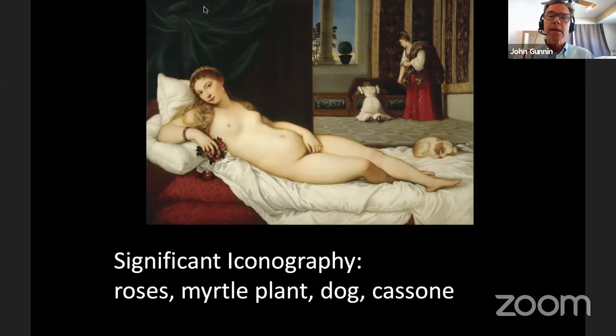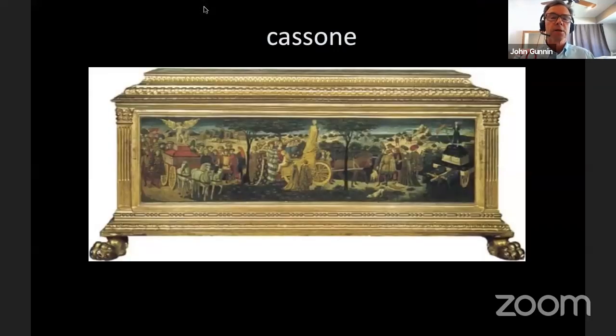And then finally, the casone is the chest that the servants are sort of attending to in the background. Here's a picture of a casone. And casones would be decorated by artists during the Renaissance, and they were like a wedding chest and maybe associated with dowries and whatnot.